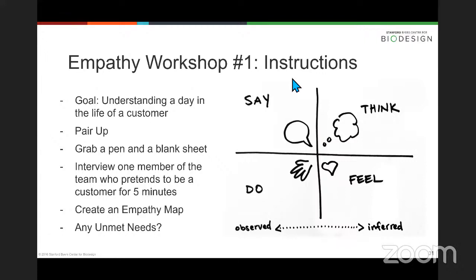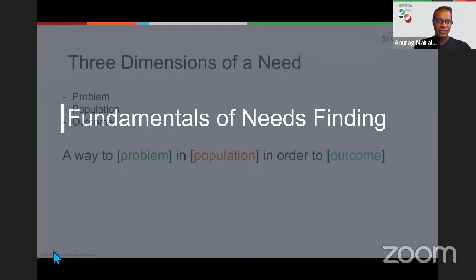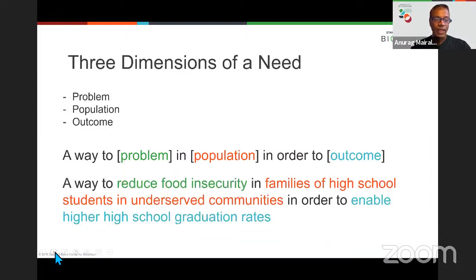Okay. So I'm going to move on in the interest of time because we have only an hour left. I do want to get to the needs finding, which is a key part of it. So let me talk about the fundamentals of needs finding. There are 3 dimensions of need we talked about: a way to solve problem X in population Y in order to achieve outcome Z. And we saw an example. This was a food insecurity problem, and the outcome was a higher graduation rate for high schoolers.